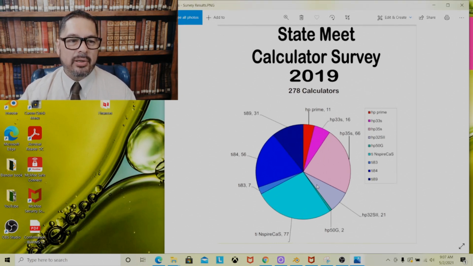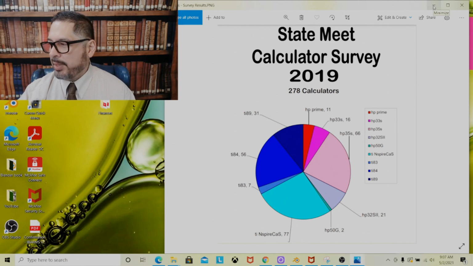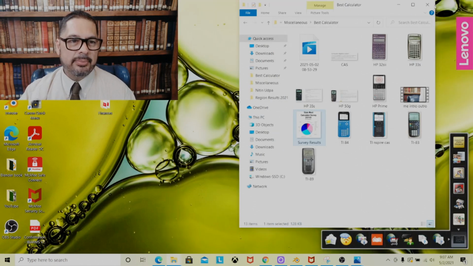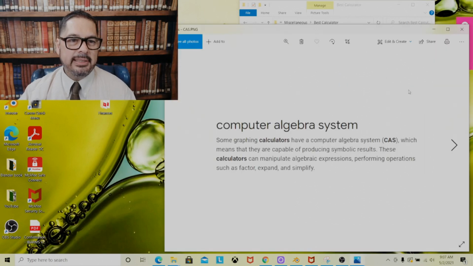So the Nspire, okay, there's two different Nspires. The CX, solely the CX, and the CX CAS with the computer algebra system. By the way, the HP Prime has a computer algebra system also. So the HP Prime with the computer algebra system and the TI Nspire CAS with the computer algebra system. So some of you all are like, what's a computer algebra system? Well, basically it performs symbolic manipulation.